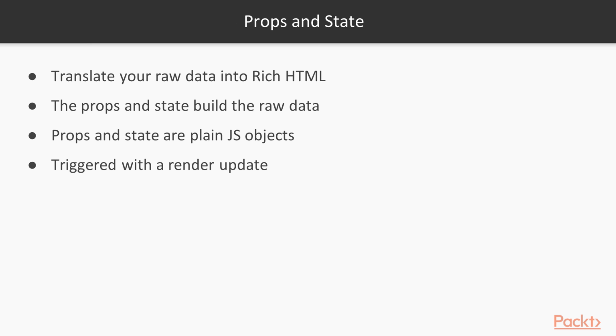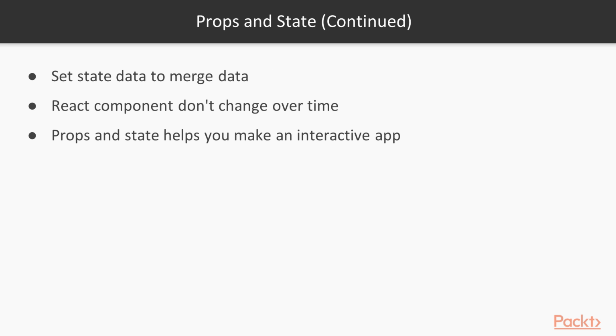Props and state. React components translate your raw data into rich HTML. The props and state together build with that raw data to keep your UI consistent. Let's identify what exactly it is. Props and state are both plain JS objects. They trigger a render update. React manages the component state by calling the setState callback. This method will merge data into the state and re-render the component to keep our UI up to date.